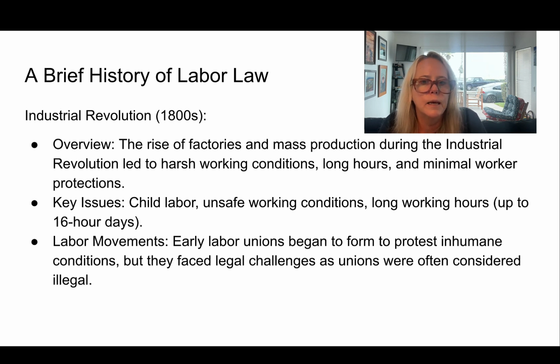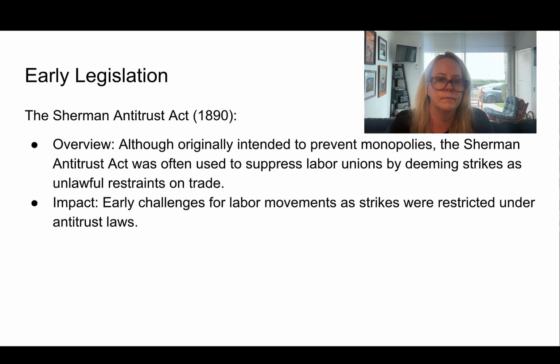And so early labor unions began to form to protest these conditions. But they faced legal challenges because unions were often considered to be illegal. Some early legislation, Sherman Antitrust Act, I'm going to talk about this when we get to securities as well, because it was intended to prevent monopolies, but it was often used to suppress labor unions by deeming strikes as unlawful restraints of trade. And so this was an early challenge for the labor union, as strikes were restricted under antitrust laws.